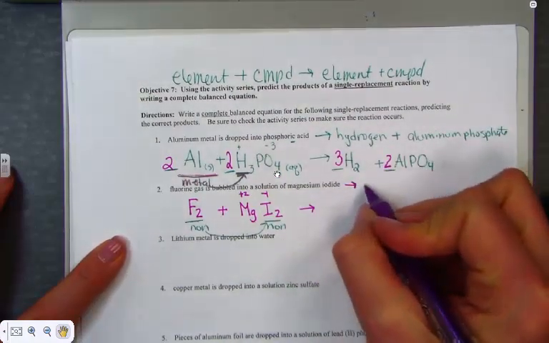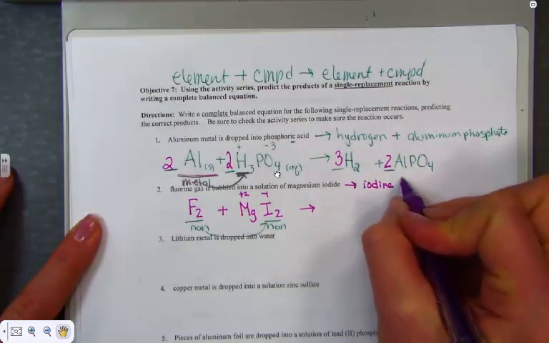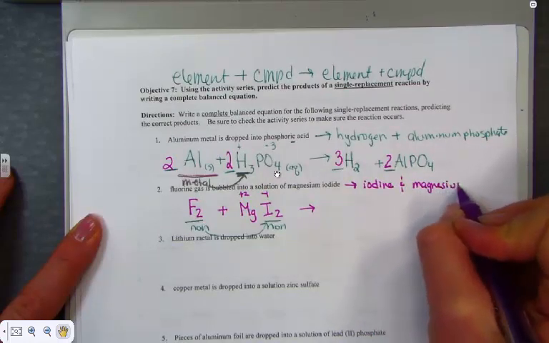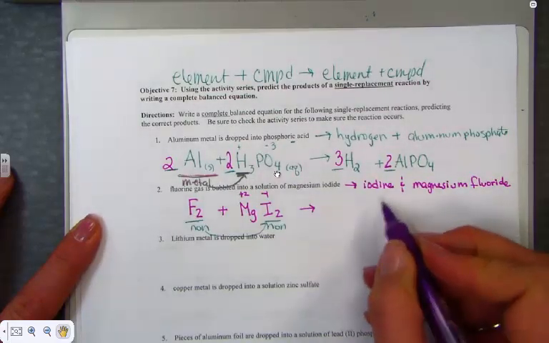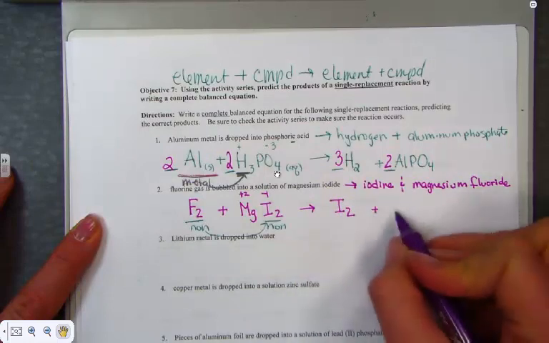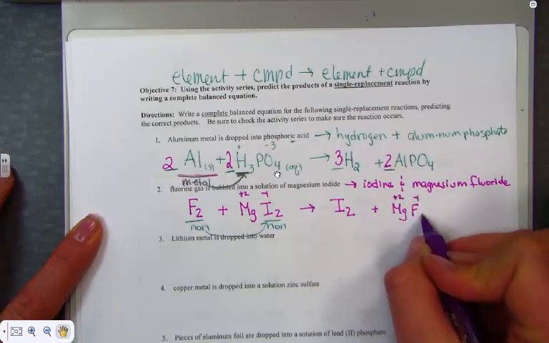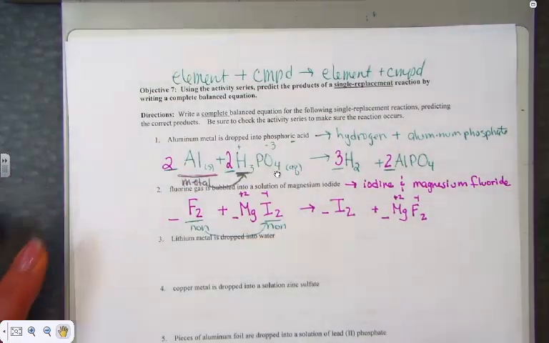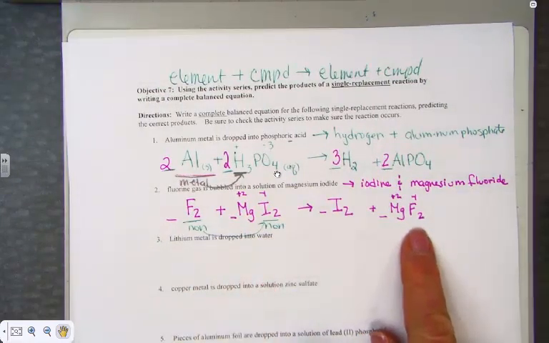Finish it in words. The new element that forms is elemental iodine, and the new compound now, metal first, magnesium fluoride. Elemental iodine is I2. Magnesium fluoride, based on charge, MgF2. And when we balance our equation, we notice the skeleton is indeed balanced.